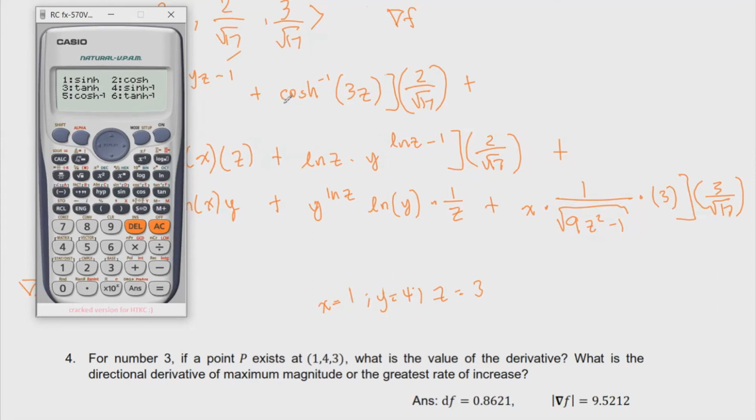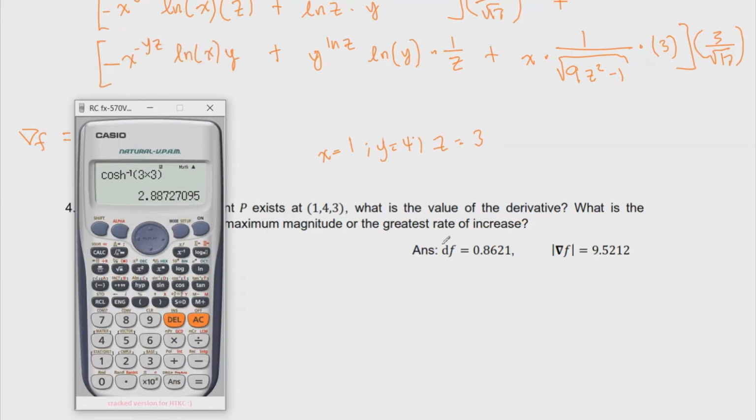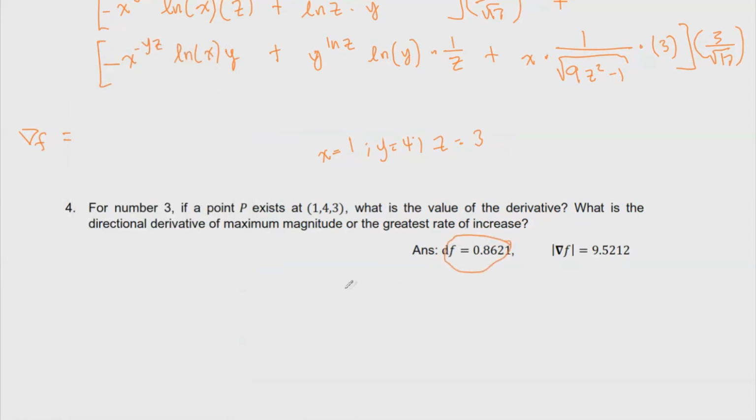So what we have to do is to press inverse hyperbolic cosine, so that's 5, and then we need to substitute 3z. So evaluating that, we have 3 times z here is 3, so it's like taking the inverse hyperbolic cosine of 9. So this is the answer. So this is 2.88727. This portion is only 2.887. So you do the rest, substitution, and then you should be able to get a value that is equal to this one, 0.8261.